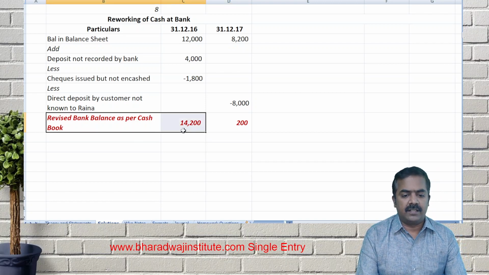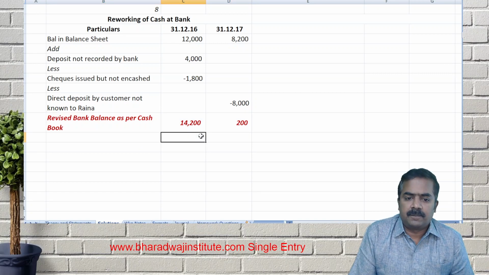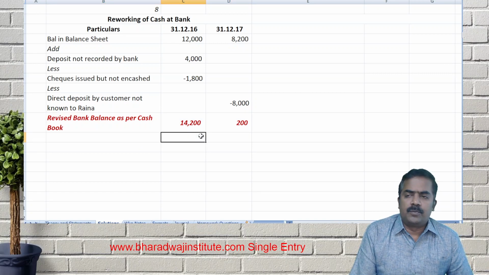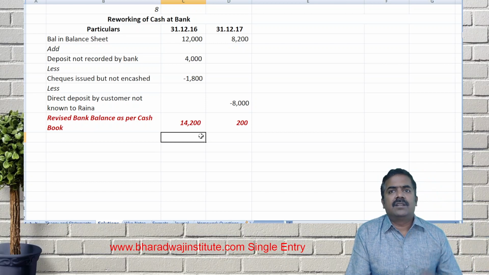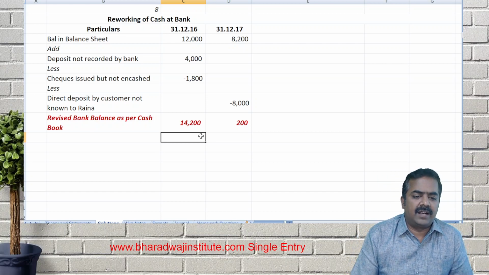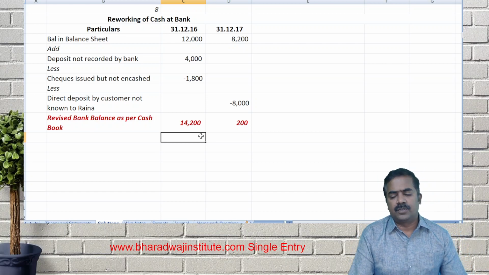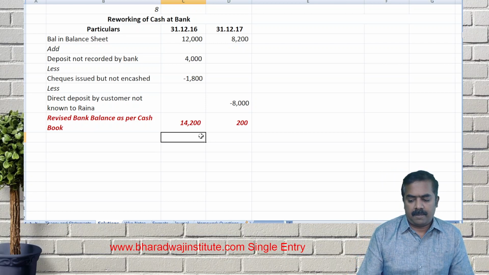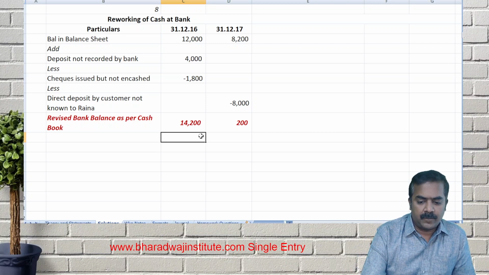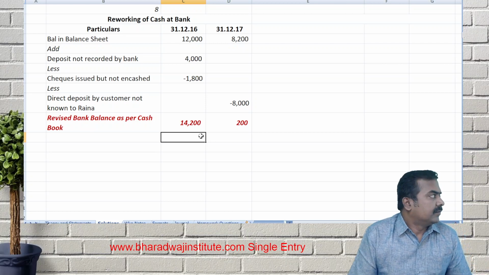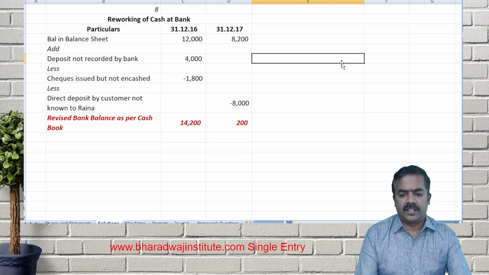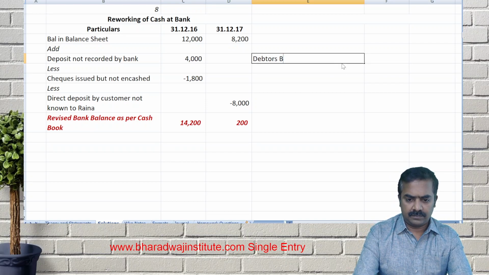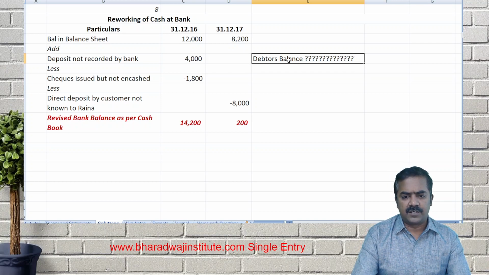So this should be taken for the statement of affairs. Maybe you can take this as working note 1, computation of balance as per which one? Cash book. After this, try to work out the debtors balance. Find out the correct debtors balance for the balance sheet.